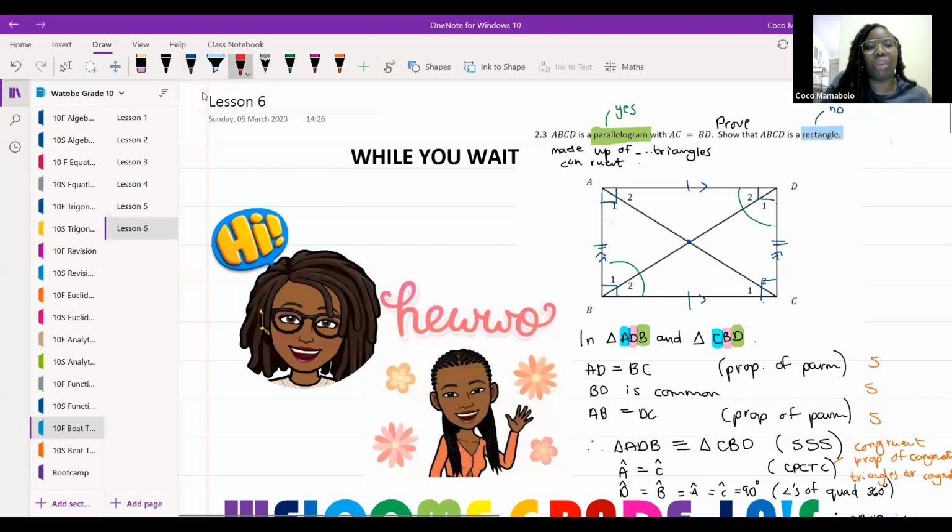But we will remember that a rectangle is a parallelogram, guys. That's it. On the money, that's it.